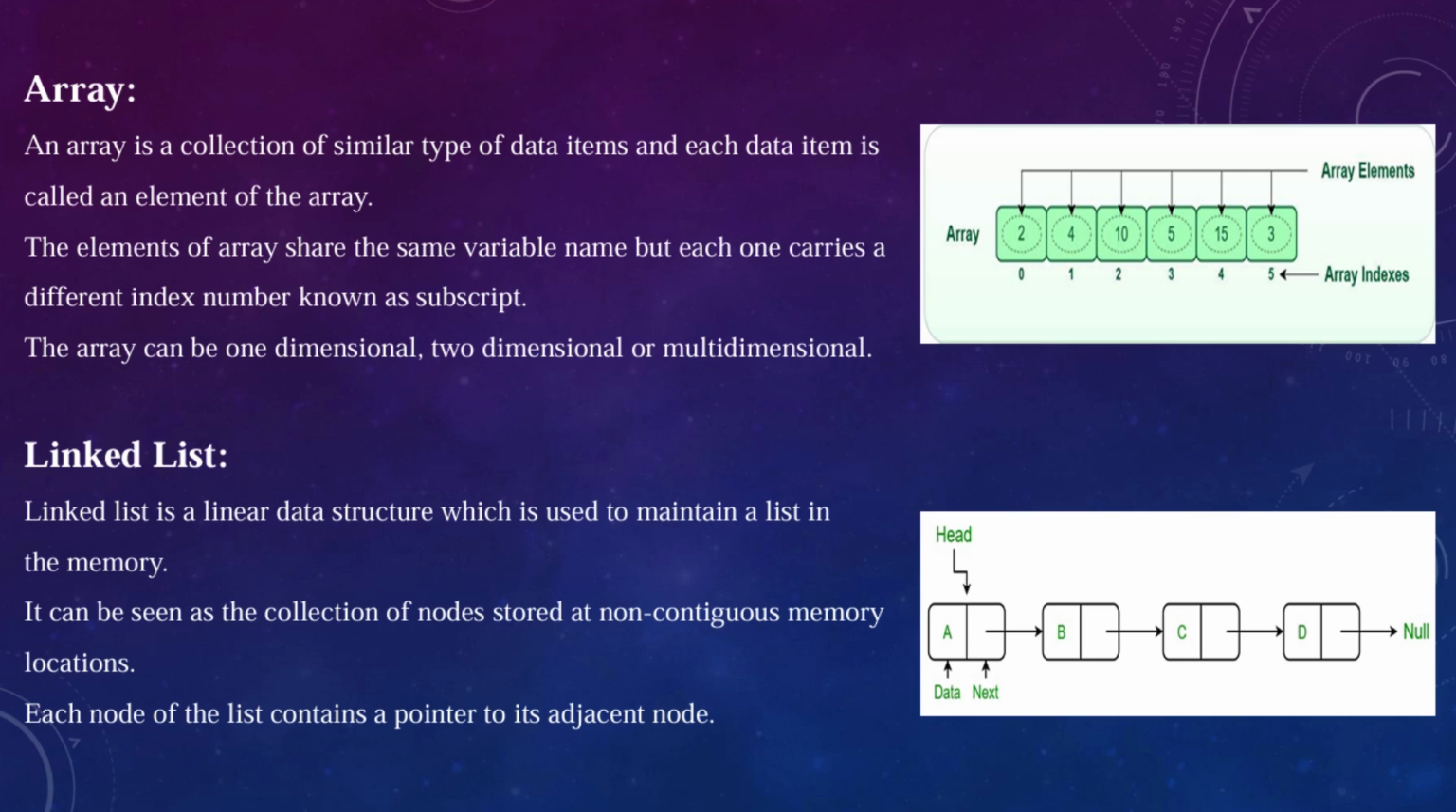In dynamic data structure, we have linked list, stack, and queue. We'll understand these one by one. First, linked list. A linked list is a linear collection of elements called nodes. Each node in the linked list contains two parts, the data and a link to the next node. Linked list is a linear data structure which is used to maintain a list in the memory. It can be seen as a collection of nodes stored at non-contiguous memory locations.